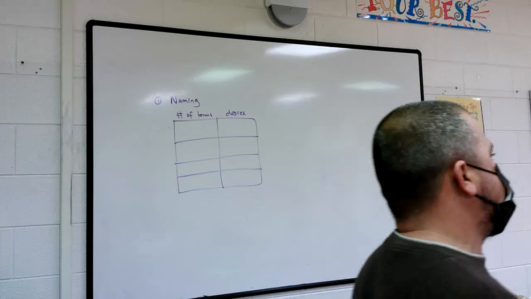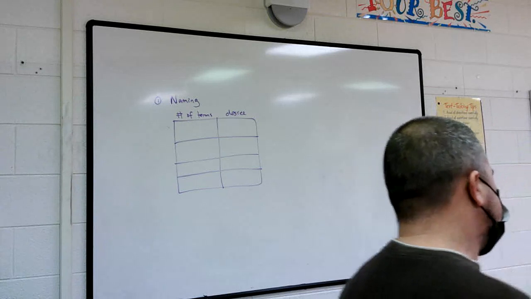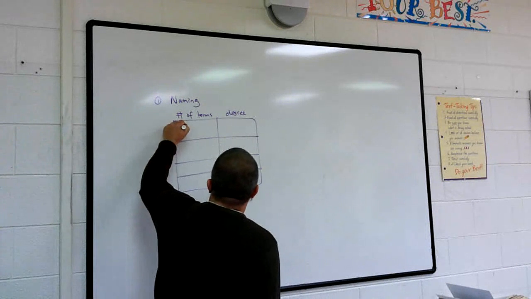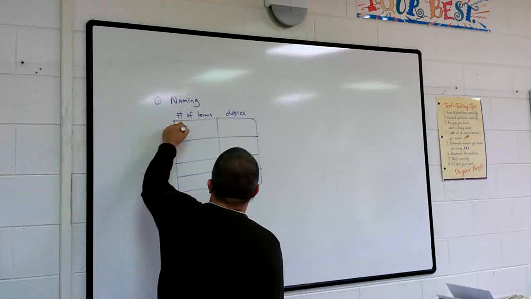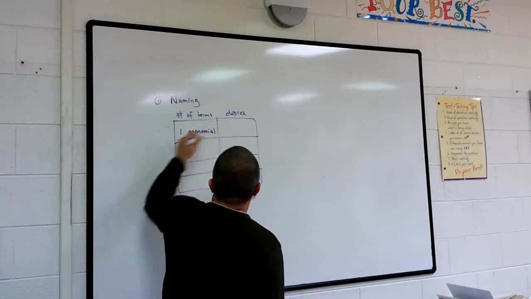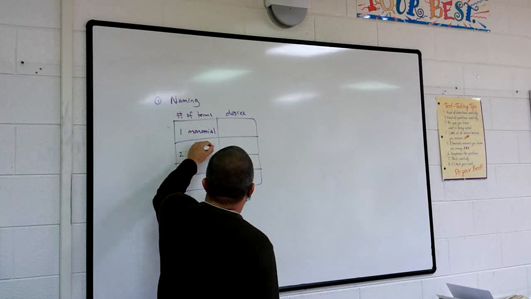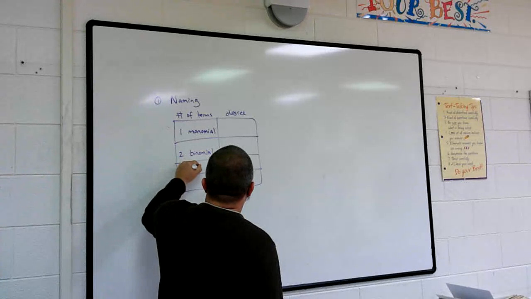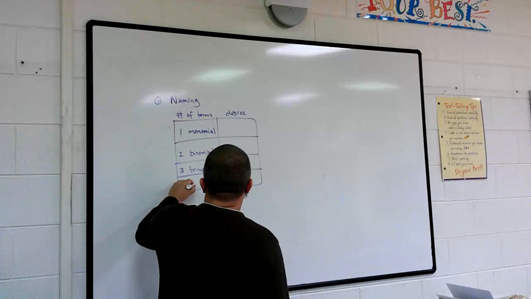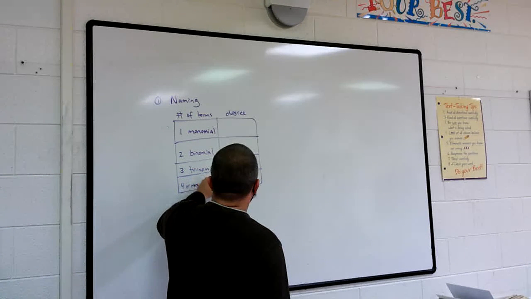Terms are separated by a plus and a minus, by adding and subtracting. So if you just have one term, then you call it a monomial, because there's only one term. If you have two, you call it a binomial. If you have three, you call it a trinomial. And if you have four or more, it's just called a polynomial. Poly means many.